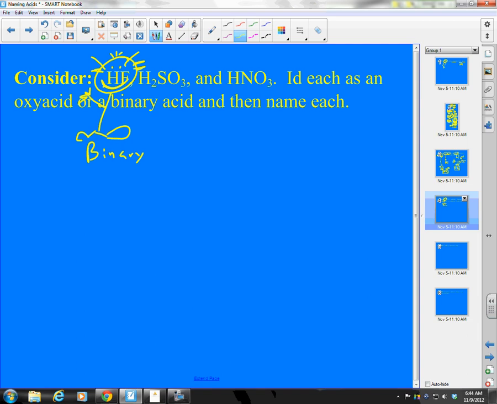Okay, but it's a binary acid, and when I name a binary acid, what am I going to start with? I start with hydro, and then stem, fluor, and what do I always end with in a binary? Ic.